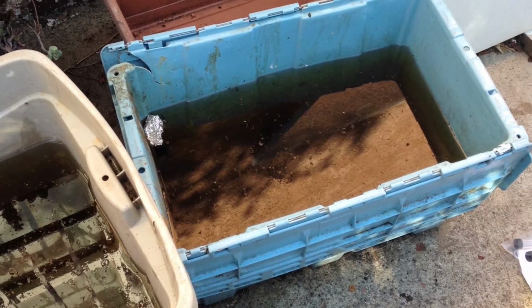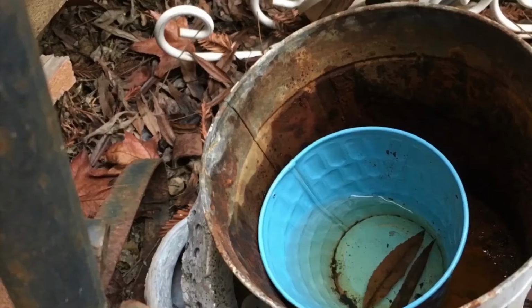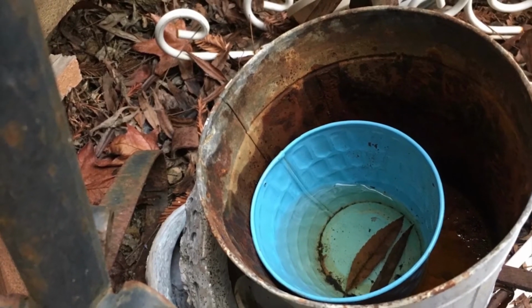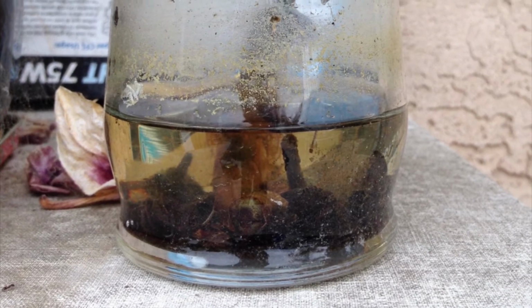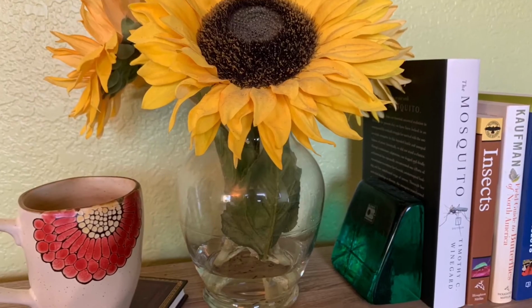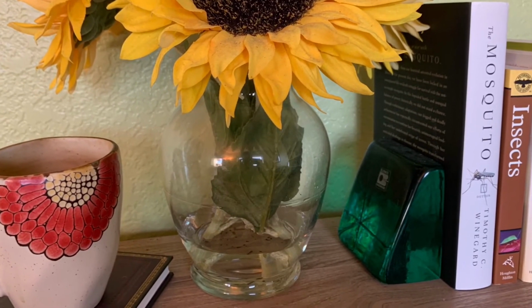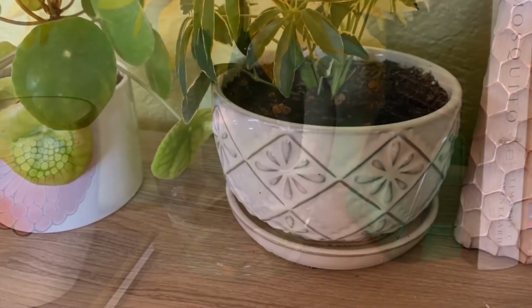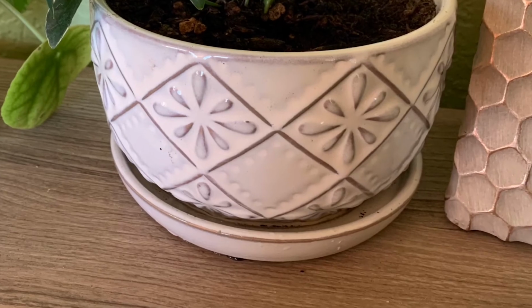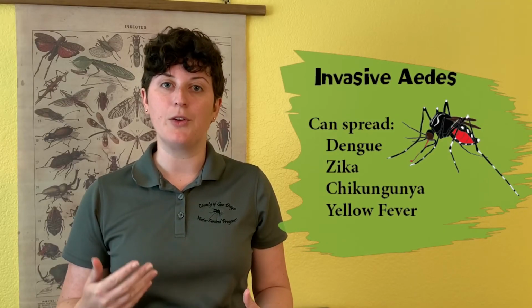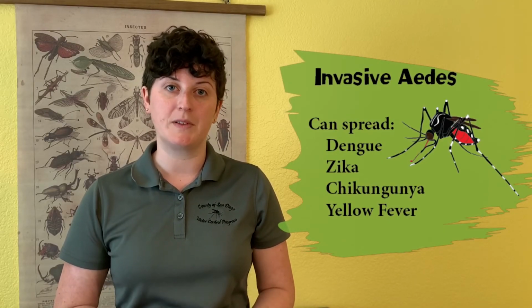Aedes mosquitoes are known as backyard breeding mosquitoes because they love to lay their eggs in very small containers of water, especially in people's backyards and homes. They will even lay their eggs indoors, in things like flower vases or the saucers under potted plants. These mosquitoes can be really annoying because they'll bite multiple times.